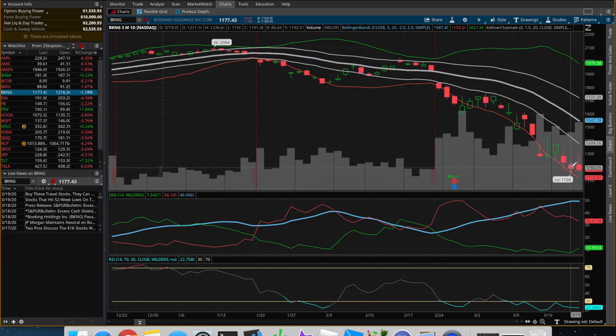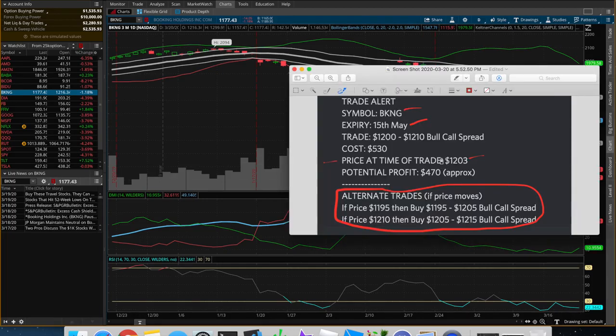Now the other question is, let's go back to the same day. This BKNG traded all the way up to 1235 that day. So now the question is, when I sent out the alert, the price was 1203. What if by the time you got the alert, the price was 1235? Would you want to put on a trade? So in this case, what I recommend is, I always follow this rule. Never chase a stock. If you chase a stock, you will end up losing.